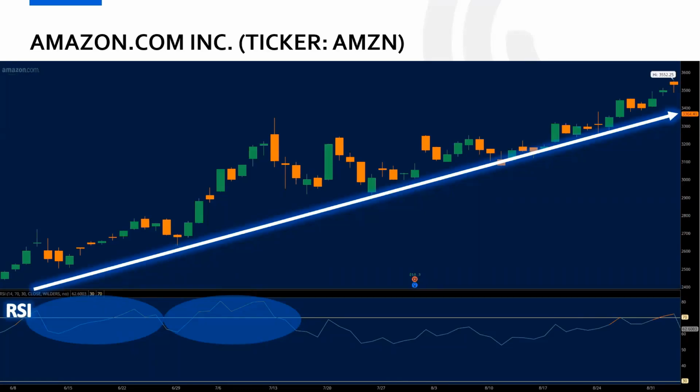Look what happens by late August. It's up over $3,500 a share. That's a huge move to the upside that we would have missed out on if we trusted the traditional relative strength index. So you can see that there are some drawbacks to using the RSI.